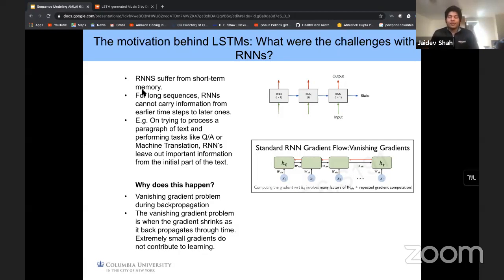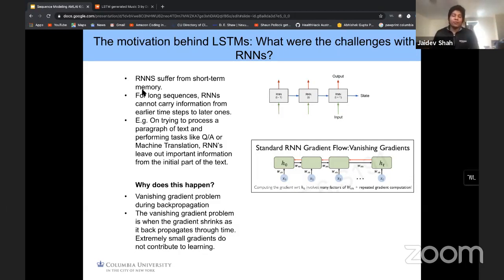And LSTM, by the way, stands for long short-term memory networks. The reason it has this oxymoronic name is because it encodes both short-term memory as well as long-term memory. And as I discussed, this is important. Why are LSTMs important?